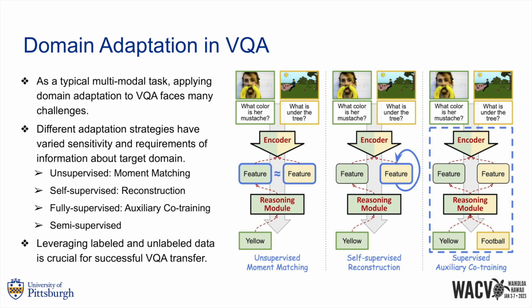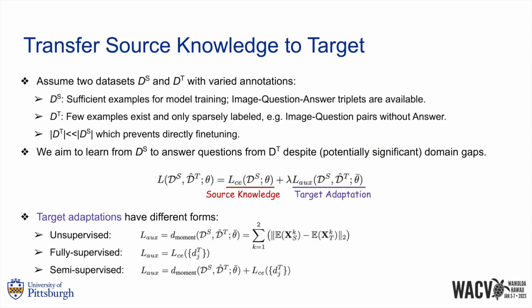In this work, we investigate various domain adaptation strategies and show the most effective approach, which leverages both labeled and unlabeled data. Assume DS and DT are two datasets that we have access to for training the model. DS contains image-question-answer triplets and has sufficient examples for properly training a model. However, DT is sparsely labeled and the number of examples is much smaller, preventing direct training or fine-tuning. Our task is to obtain a competitive model on DT which preserves its knowledge from DS despite domain gaps. The overall training objective is shown below, and for different domain adaptation strategies, we adapt different objectives during training.